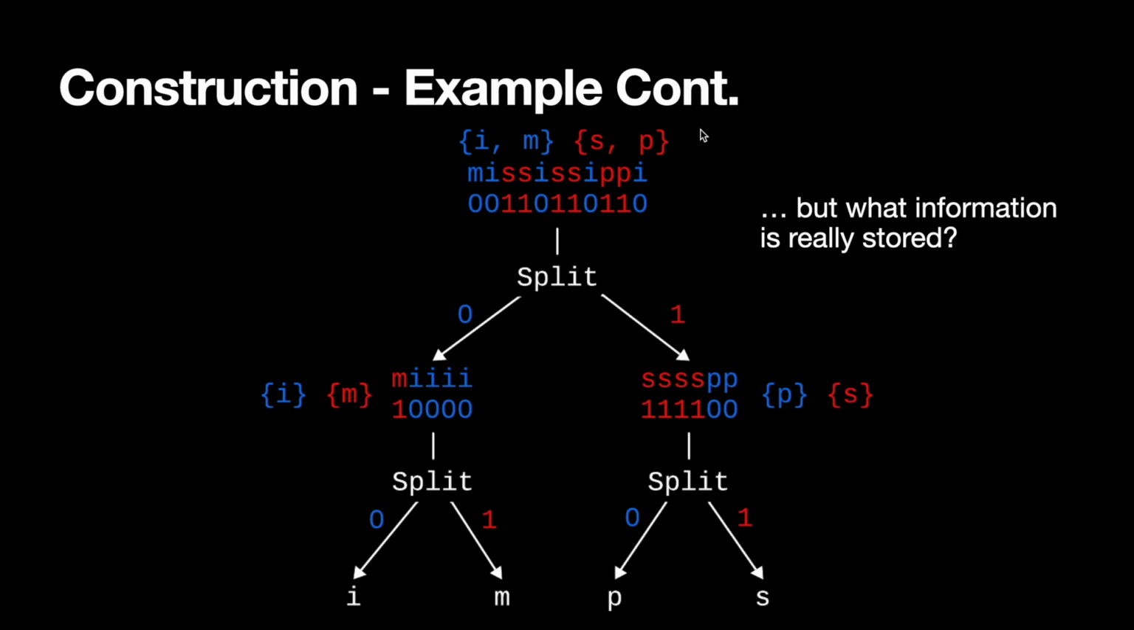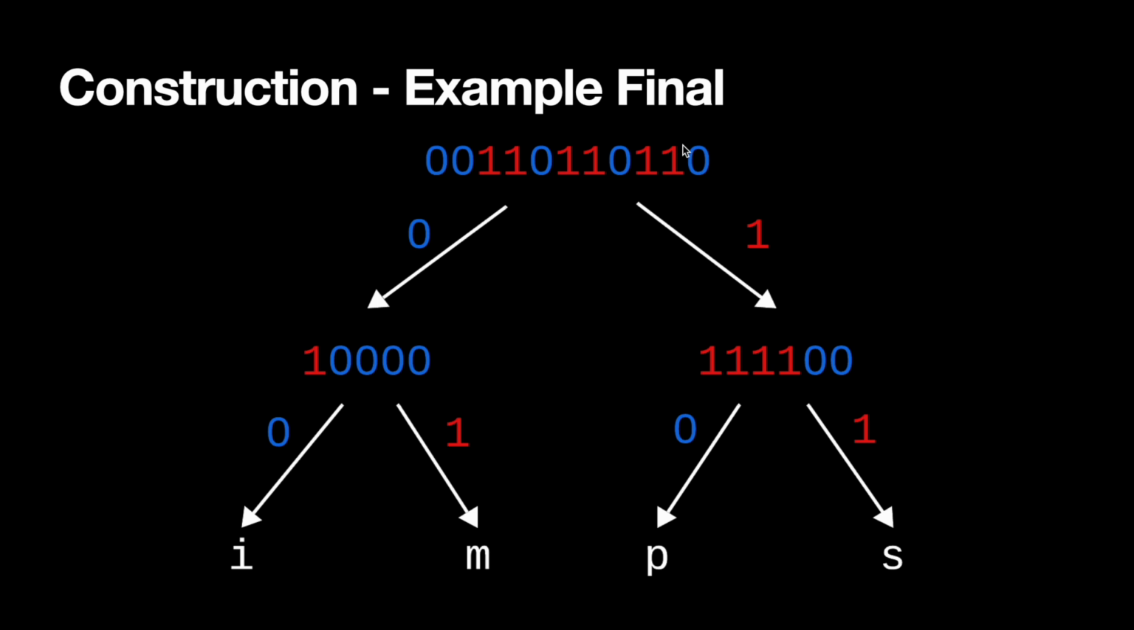And at this point, we're done. But it begs a question as to what information is really stored. Because I've added some additional information here for the sake of clarity, but we don't really need all this in the wavelet tree representation.